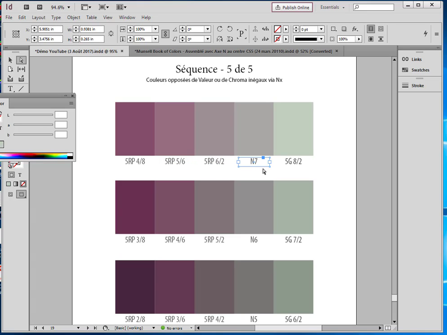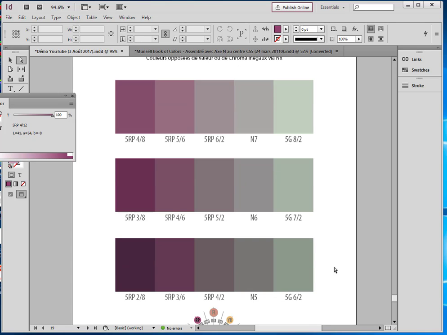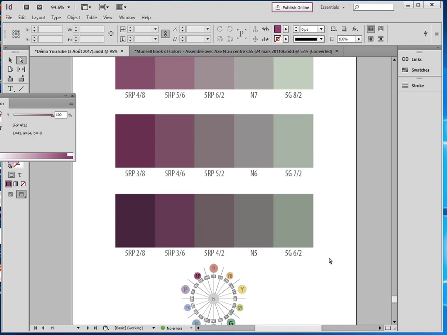We progress by 1 in value, and you see now this is an unequal chroma on the side, in the sense that we go from a higher chroma to a lower chroma, more saturated color to less saturated colors, and we go through N7. Here we go through N6. Here we go through N5. So there are different movements up and down inside the value, inside the system.